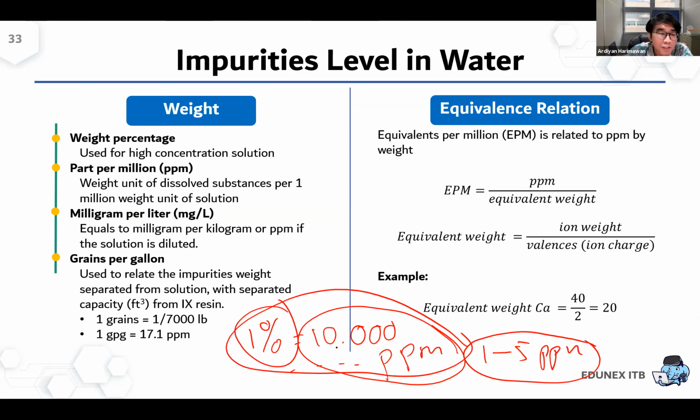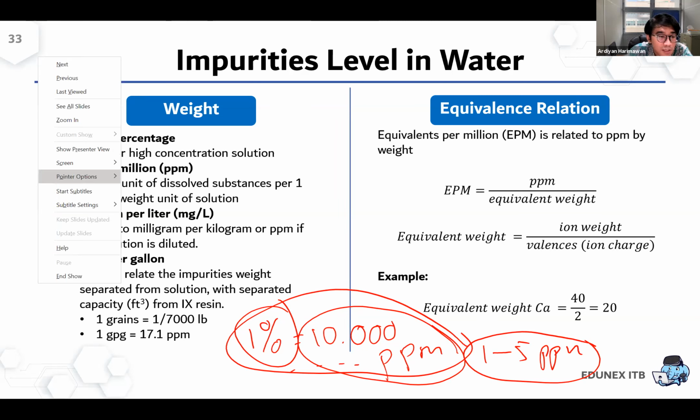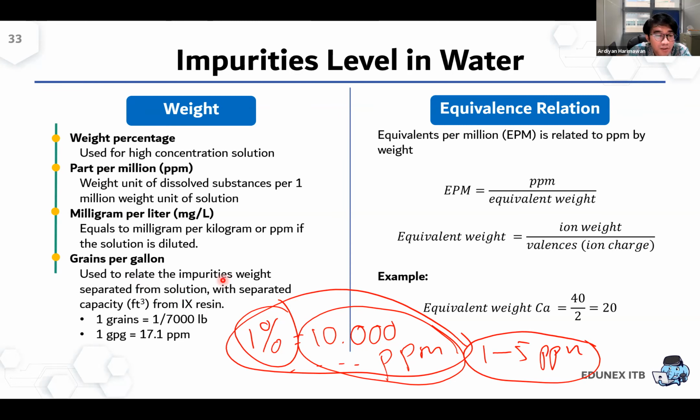Okay, the other unit that was previously used is grain per gallon. Grain per gallon is like a British unit, and this is the conversion.